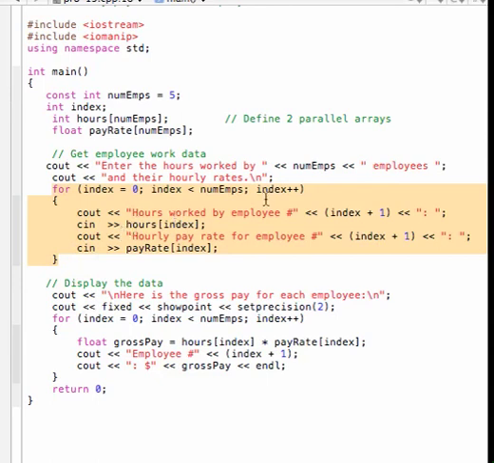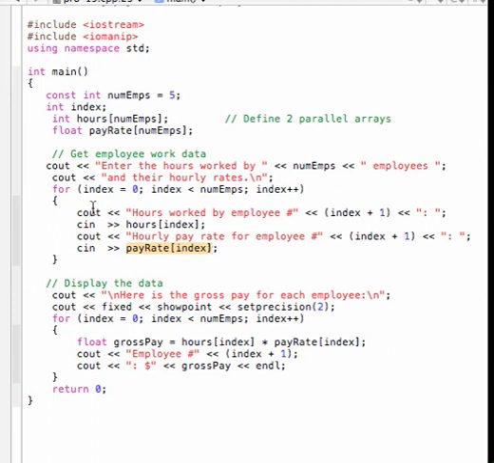So hours worked by employee number, when the index is 0, by employee 1, goes into hours sub 0. And hourly pay rate for employee number 1 goes into pay rate sub 0. So the data at position 0 in both arrays has a relationship to one another. They both belong to the very first employee.